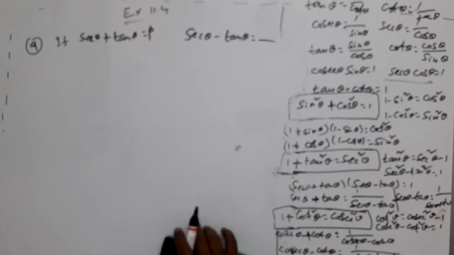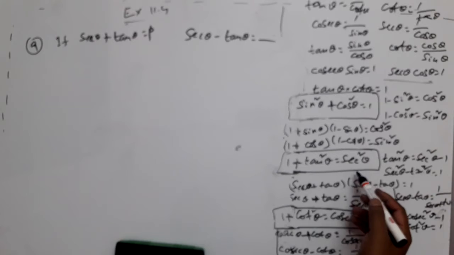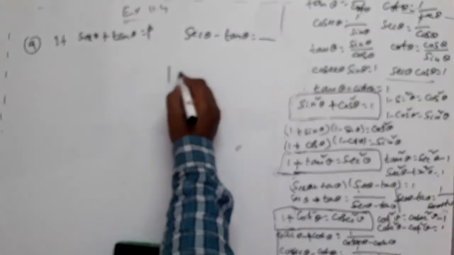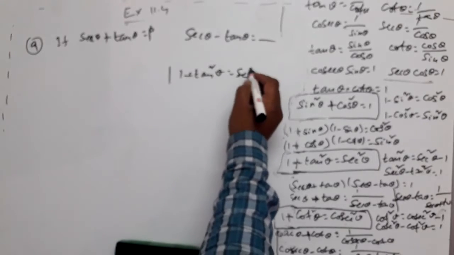Shall we proceed? Secant theta plus tan theta and secant theta minus tan theta are also familiar expressions to us. We have discussed them while discussing the 3 identities. We have seen that secant theta plus tan theta multiplied by secant theta minus tan theta is 1, because 1 plus tan square theta is secant square theta. This is the second identity.